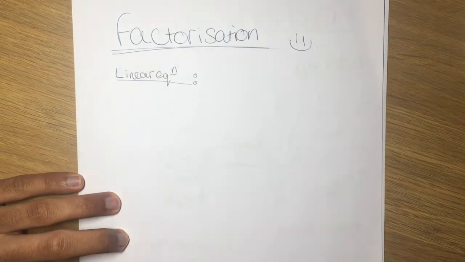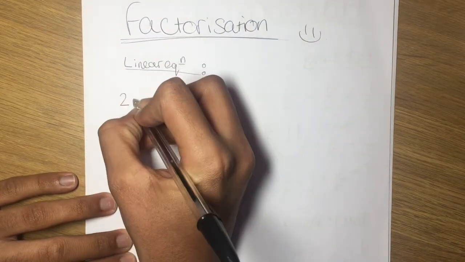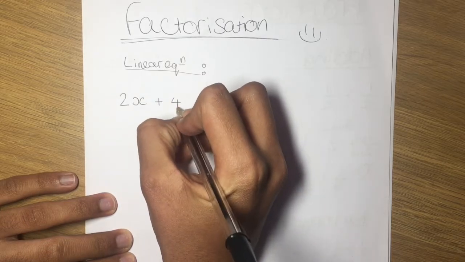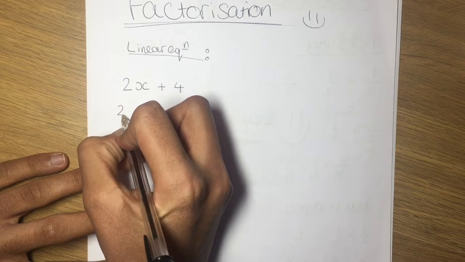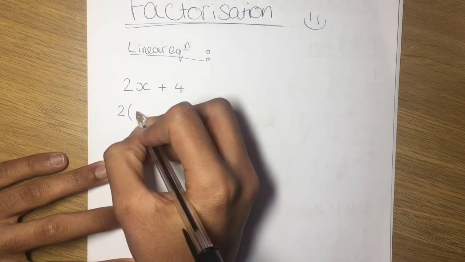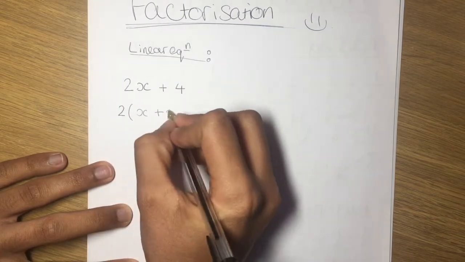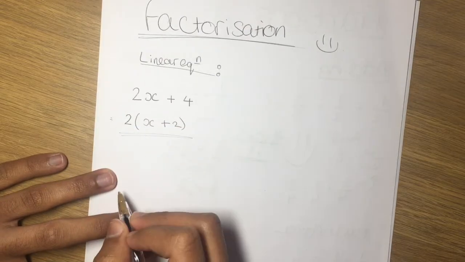In a linear equation, we just have x to the power of 1. So we have 2x plus 4 in this example. We know that 2 is a common factor between 2 and 4. So we're going to pull out the 2 and put x plus 2, because 2 times 1 makes 2, and then 2 times 2 is 4.